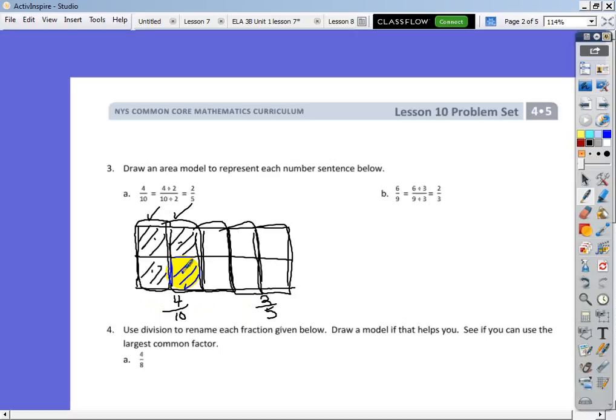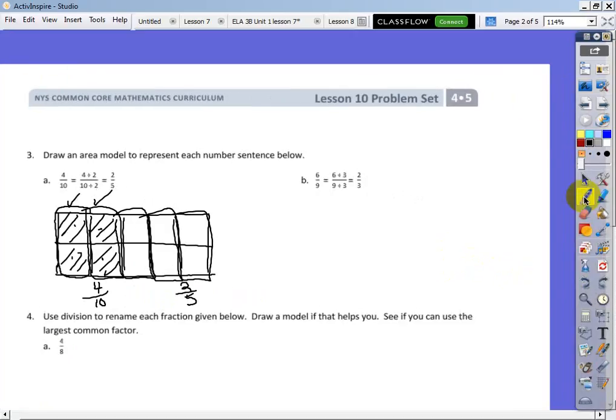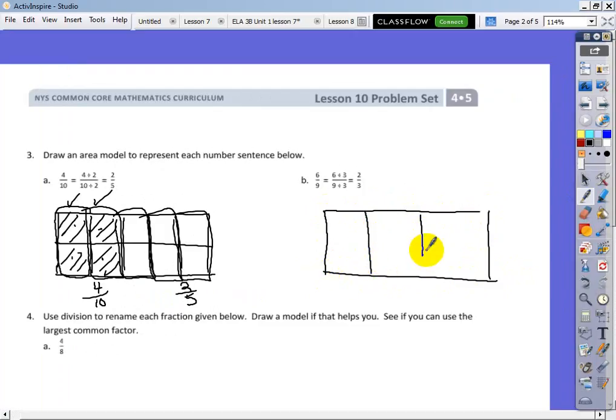Okay, easy enough. What about ninths? All right, ninths, that's interesting. How do I make ninths? Probably make thirds to begin with, because 3 times 3 times 3 is 9. So I'm going to go thirds. So 1, that's very bad, thirds. Sorry. You don't want like that.